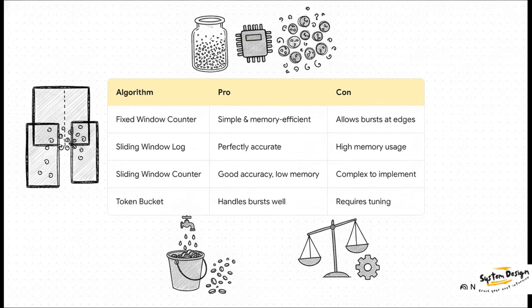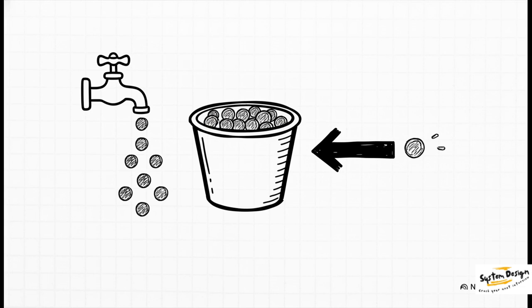Then you have the sliding window log, which is perfectly accurate, but man, it eats up a ton of memory. The sliding window counter is a cool middle ground, a hybrid, but it's a bit more complex to build. And that brings us to our fourth option, the token bucket. So for our system, we're going to go with the token bucket algorithm.